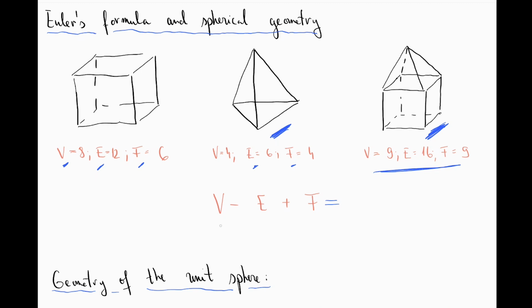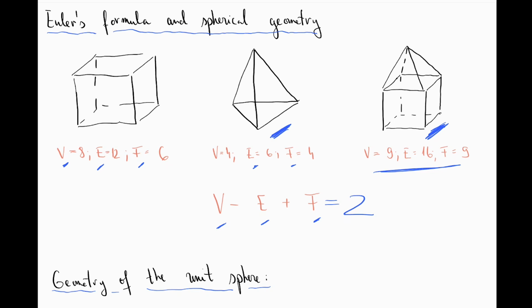And take this algebraic expression. So vertices minus edges plus faces, whatever object, that polyhedra you take, this number is always equal to 2. And I guess Euler was the first person to recognize this, and he also gave an argument for it. Now, the argument we will give for this really cool fact will use spherical geometry.